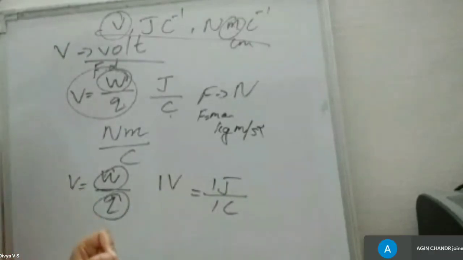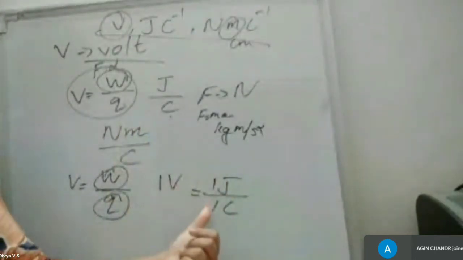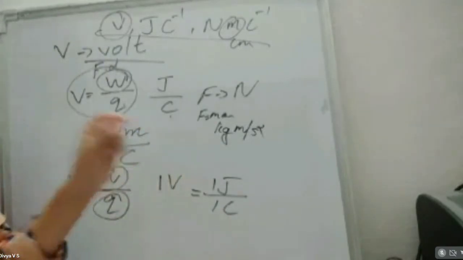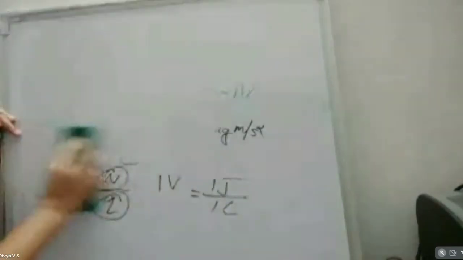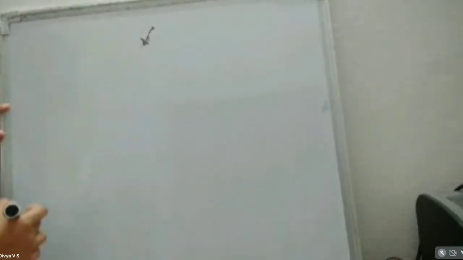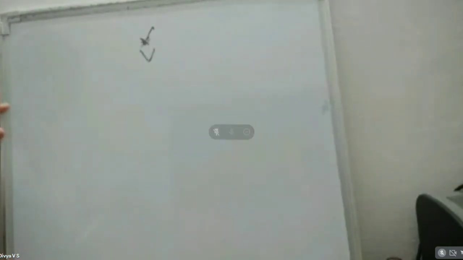So if you want to do 1 joule of work to bring 1 coulomb charge to a particular point, then the potential at that particular point is 1 volt. That is the way to define 1 volt. Now, potential difference. Potential means, as I told you, if you want to keep one charge at a particular position, we have to do work. That work done is known as the potential at that particular point.